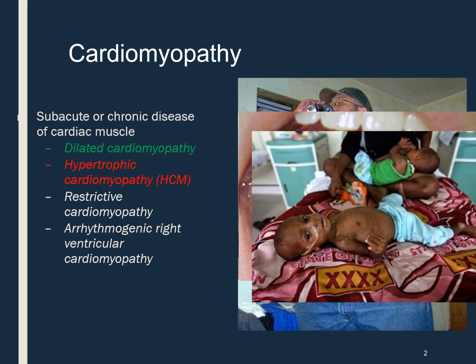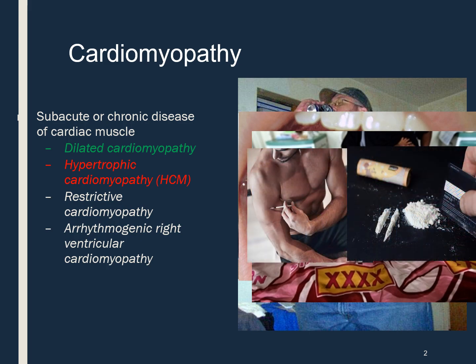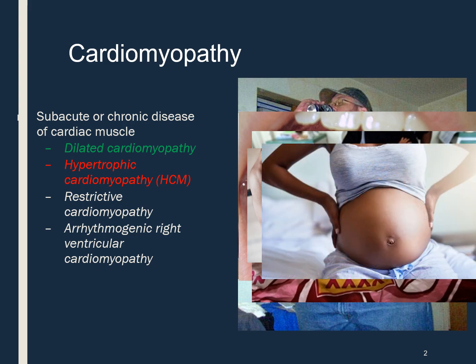Poor nutrition. Use of cocaine and amphetamines, and or use of anabolic steroids, such as what that person is injecting into their muscle right there. Last but not least, pregnancy. All of the pictures here and things discussed can cause dilated cardiomyopathy. It can also be caused by heart attacks. I forgot to include that.